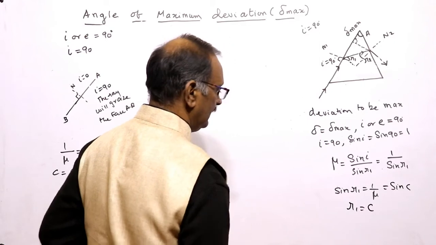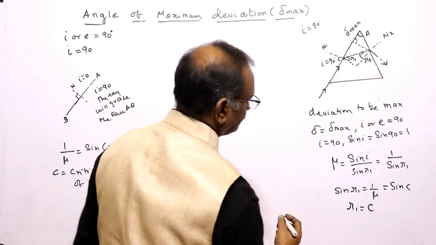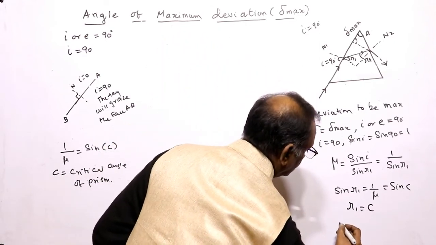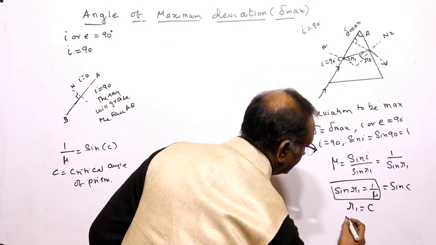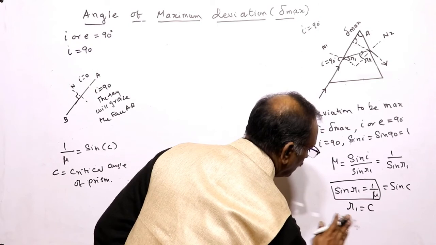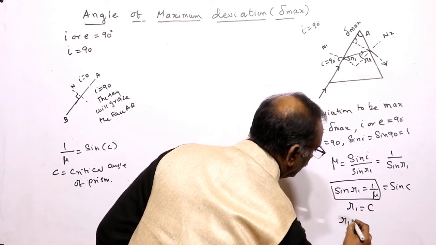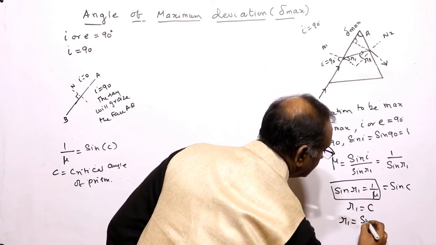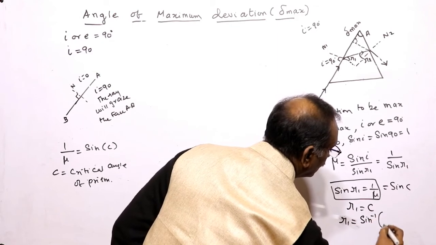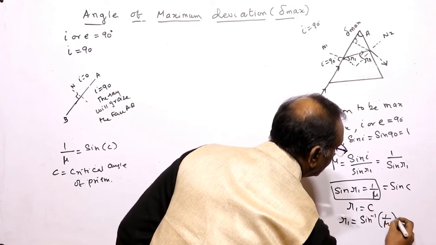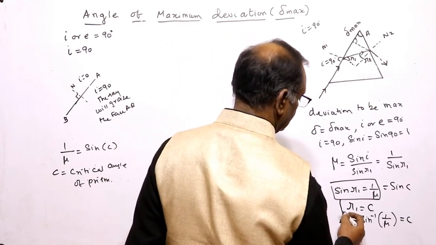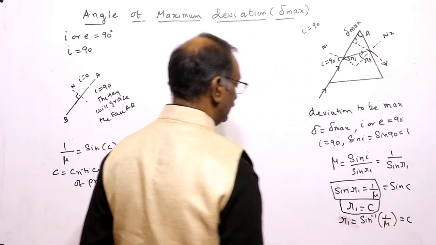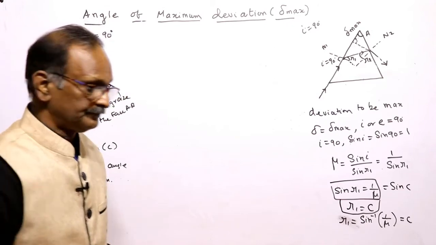R1 is equal to the critical angle. From this expression, taking sine inverse, R1 is equal to sine inverse of 1 by refractive index, which is equal to C.